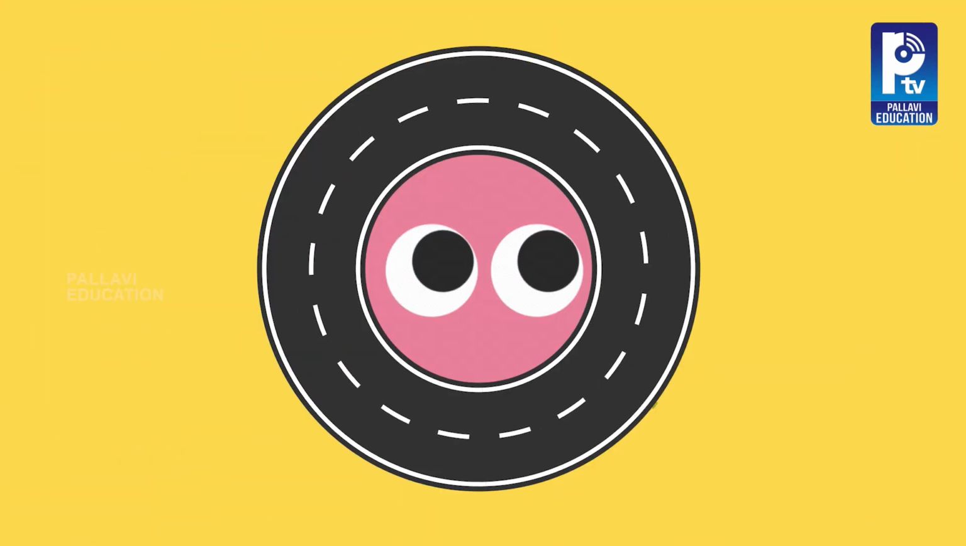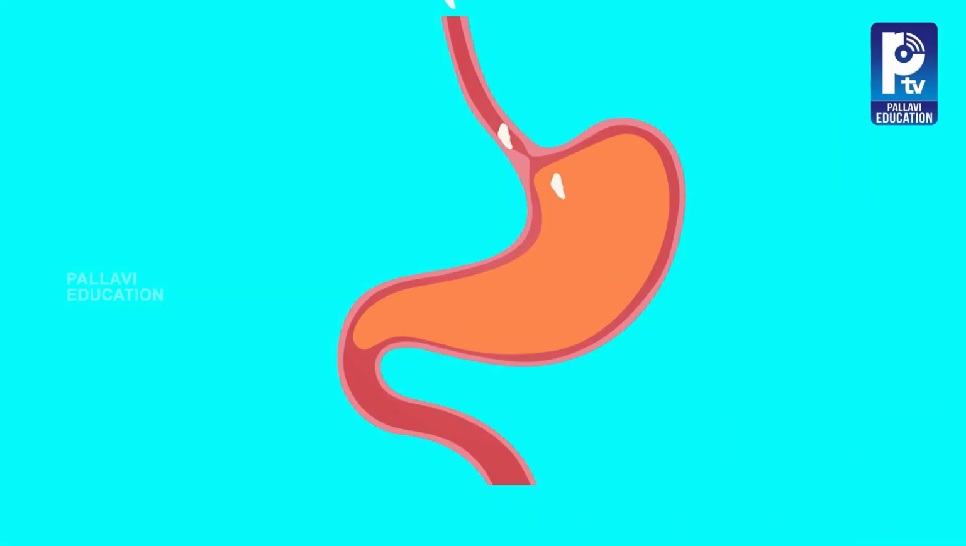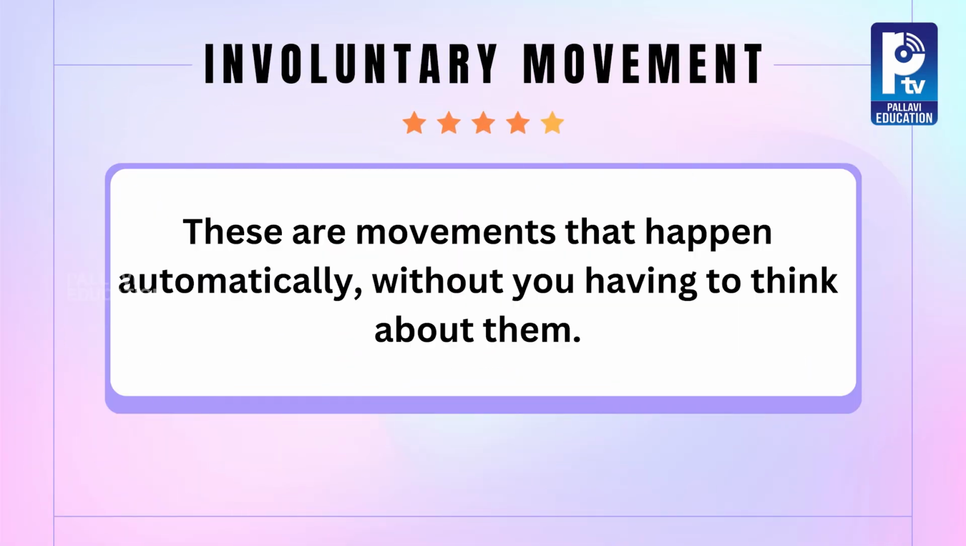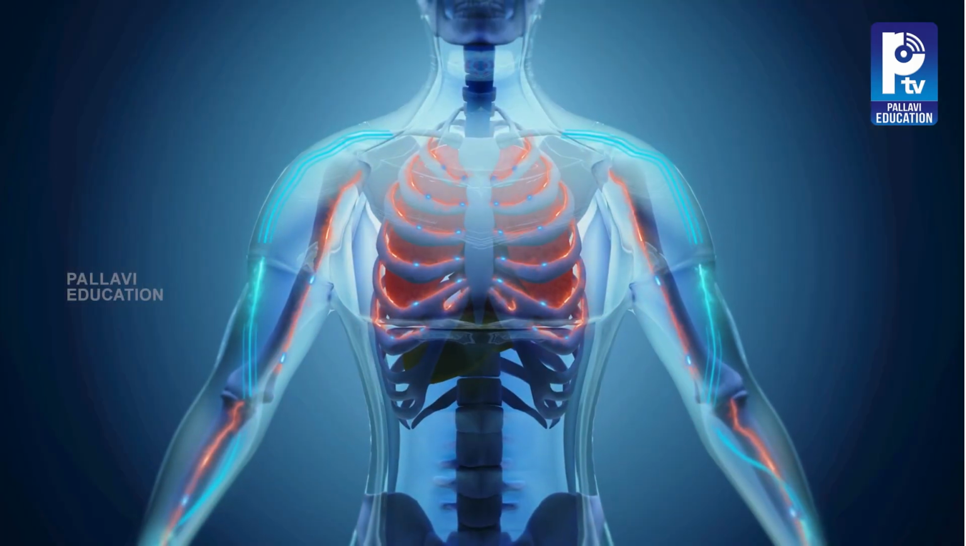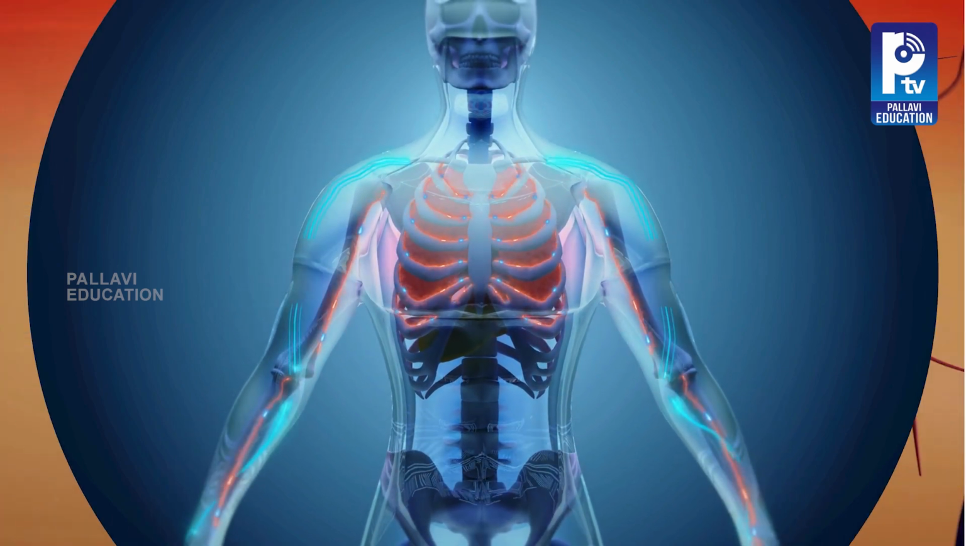But what about the movements you don't think about, like your heart beating or your stomach digesting food? These are involuntary movements. These are movements that happen automatically without you having to think about them. They happen automatically, even when you're asleep. Your body takes care of these movements on its own, so you can stay alive and healthy.